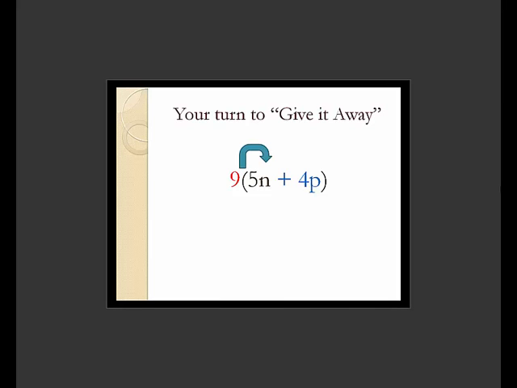Now, we have 9 on the outside. We're going to multiply 9 times 5n, and then 9 times 4p. And all we do now is we simplify the multiplication problems. Got like 2 problems in one. And we have 45n and 36p.